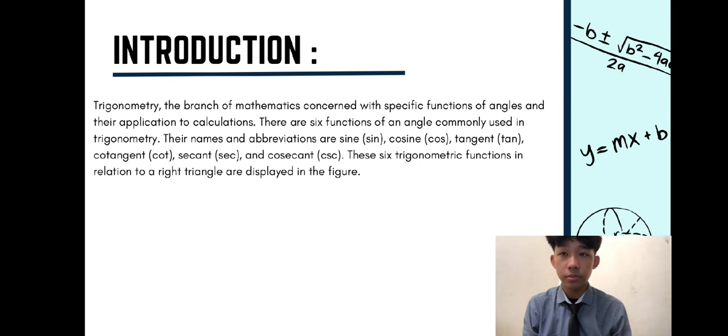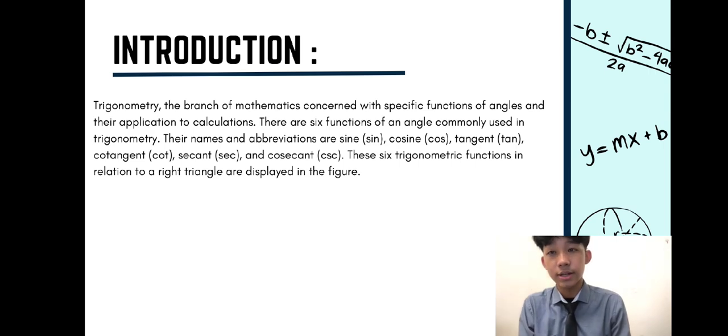Introduction. Trigonometry, the branch of mathematics concerned with specific functions of angles and their application to calculations. There are six functions of an angle commonly used in trigonometry. Their names and abbreviations are sine, cosine, tangent, cotangent, secant, and cosecant. These six trigonometric functions in relation to a right triangle are displayed in the figure.